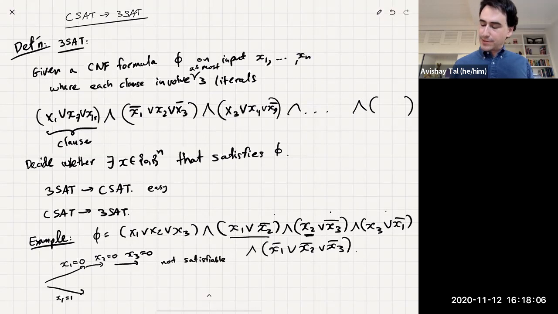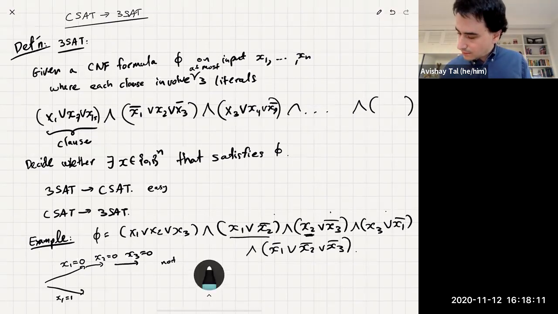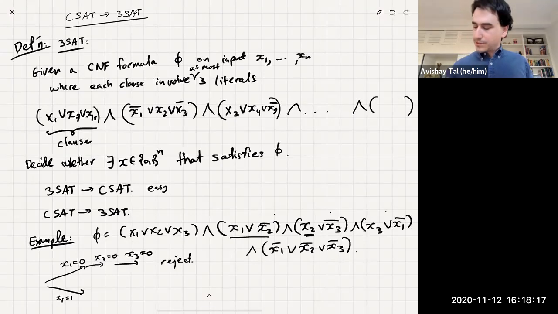Okay, so this path does not satisfy. Let's say reject. Right, so the circuit rejects this assignment. Okay, we still have another path that we haven't checked.